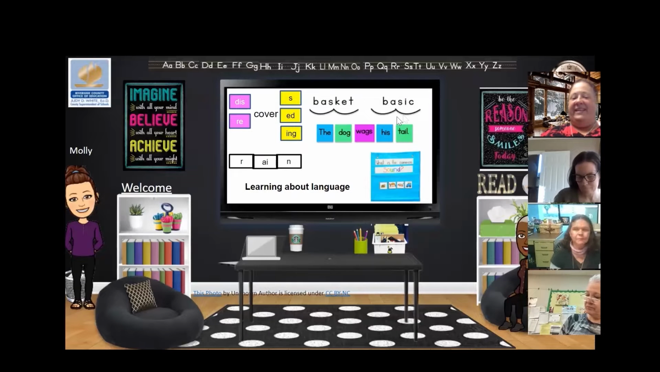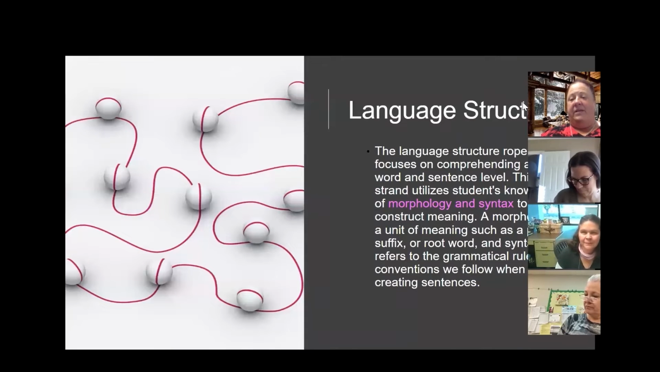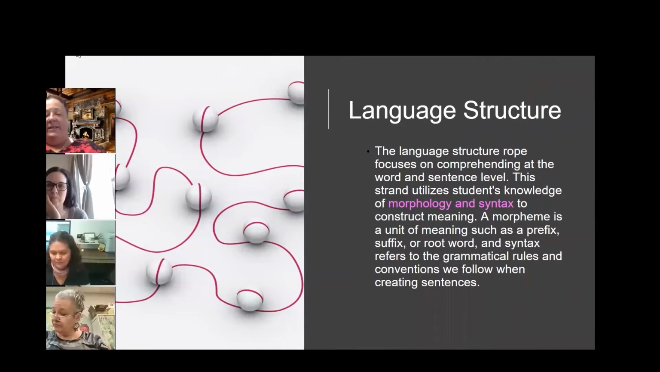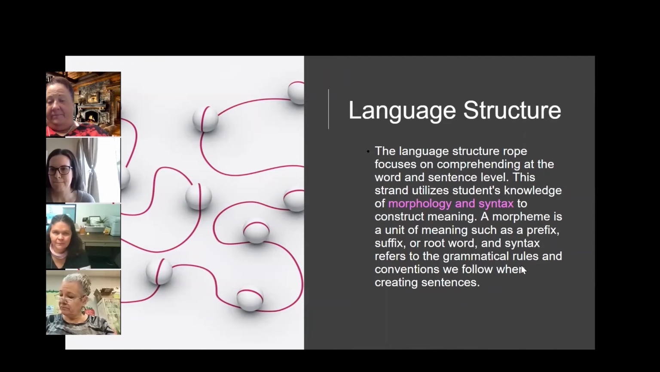Okay. So we're going to dig into all things language and the importance of language and how it affects reading. So I always like to start with, what does that reading rope mean? The language structure rope is focusing on comprehension at the word and sentence level. So we're going to get really, really tiny today. We're going to be zooming in on words, phrases, and sentences.